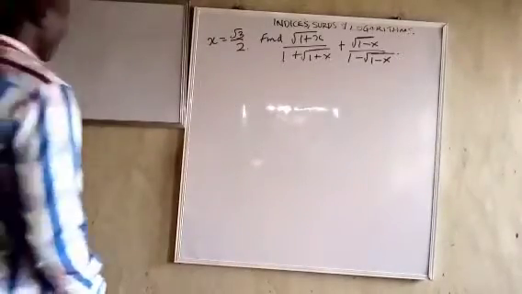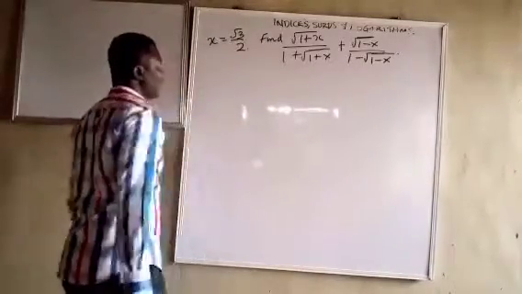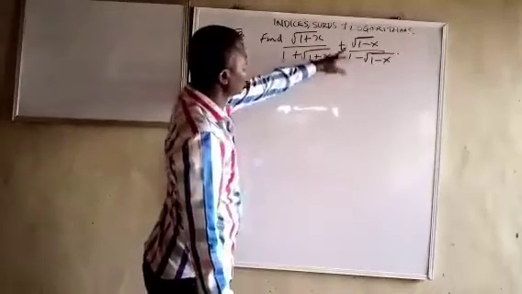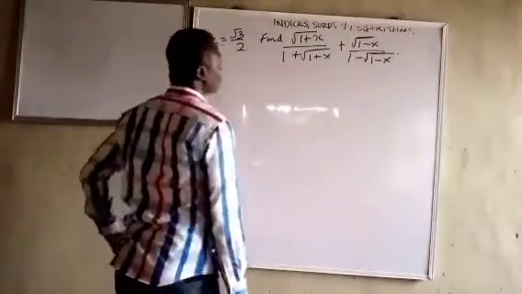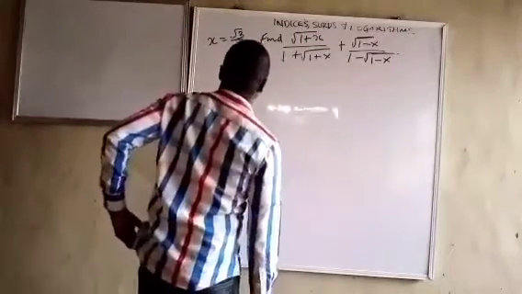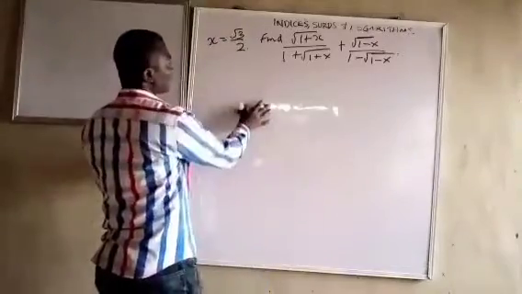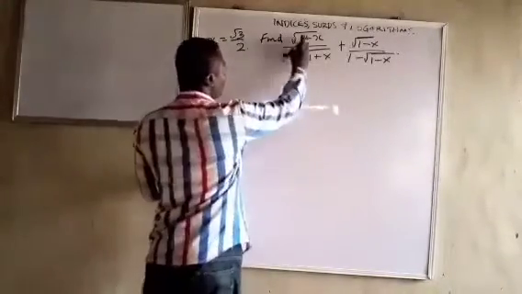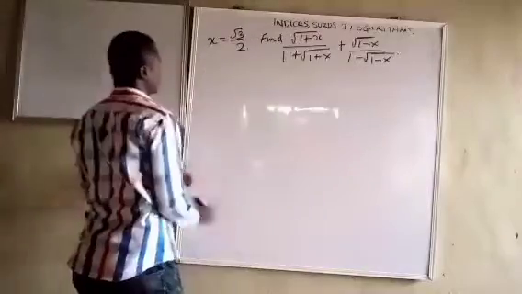We have another one here. X equals to root 3 over 2. Find root of 1 plus x over 1 plus root of 1 plus x plus root of 1 minus x over 1 minus root of 1 minus x. Now let's see what that gives us. If you look at it, we have recurring numbers. And if you solve them, it will make our work easier. Root of 1 plus x and root of 1 minus x.